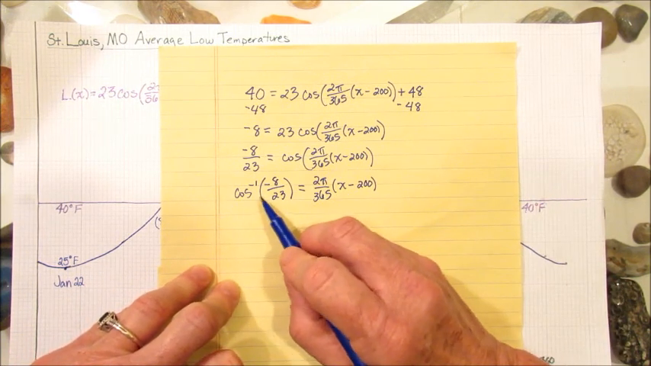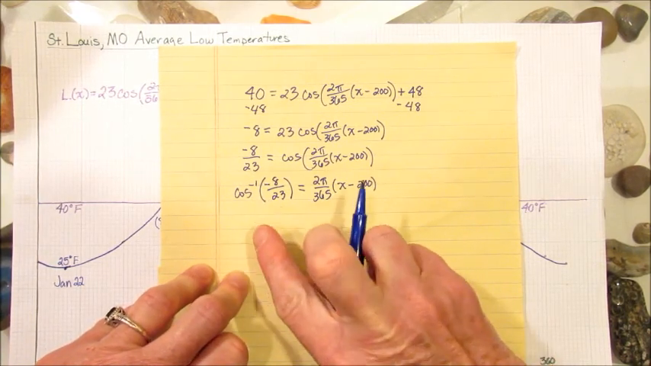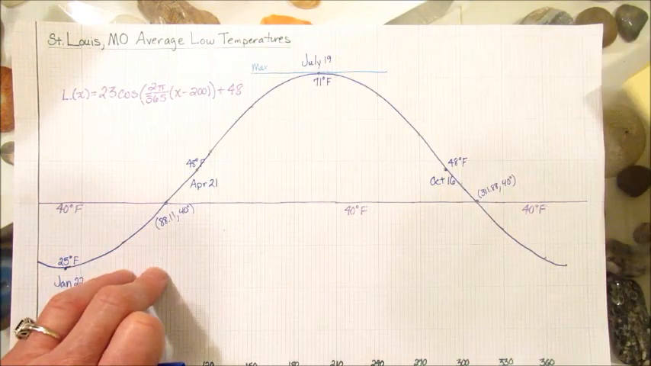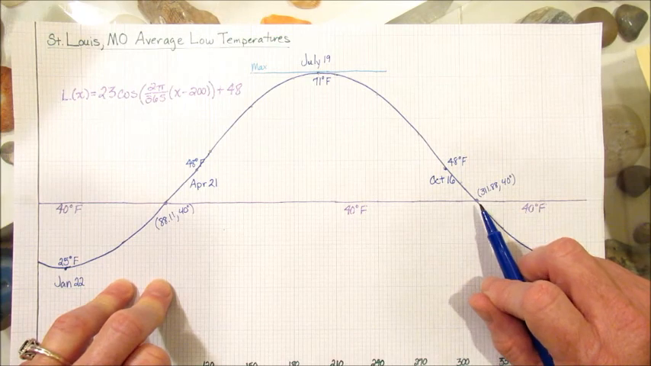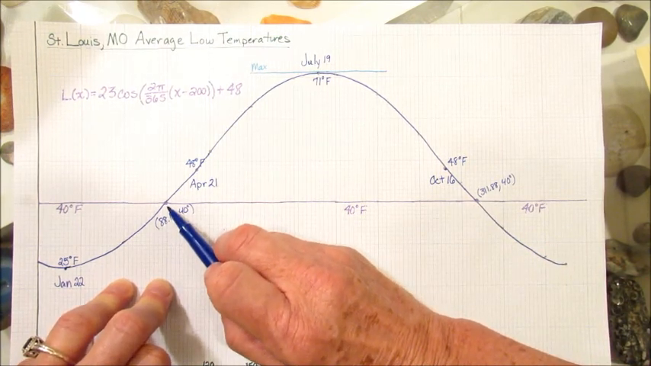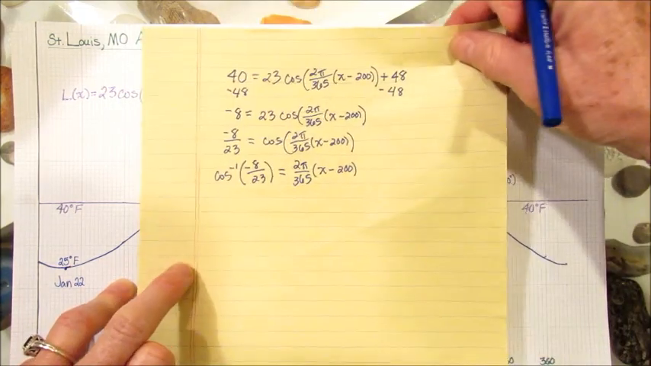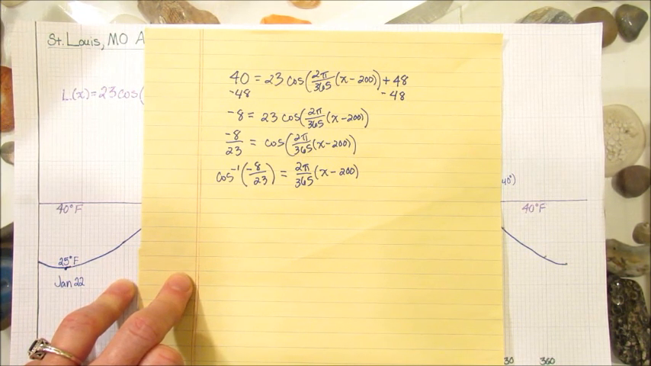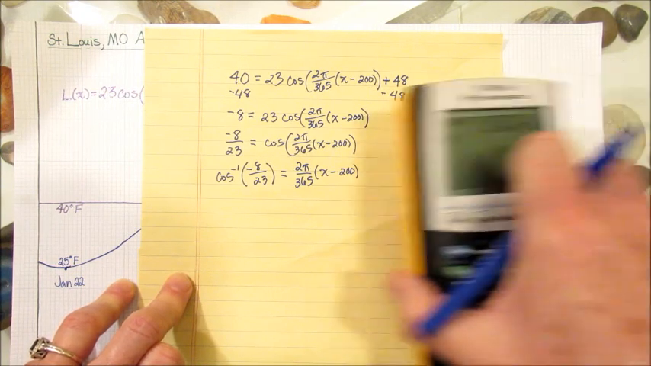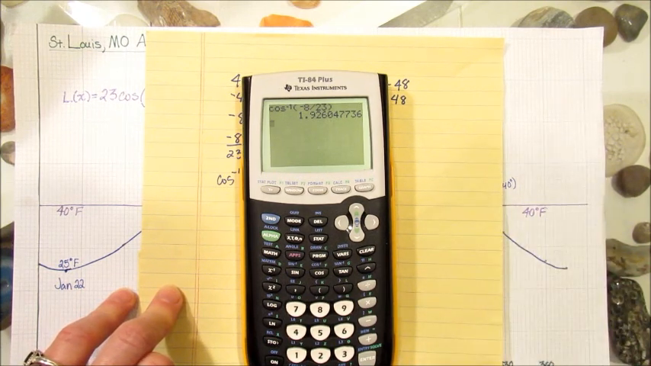Now my calculator is going to give me one value for this answer, but if you look at our wave, we can see we have a solution here, and we have a second solution here. So my calculator is really only going to help me get this one. I'm going to have to reason out that one. But let's get the first value from the calculator. So inverse cosine of negative 8 over 23. And remember to have your calculator in radian mode. We're not working with degrees here.